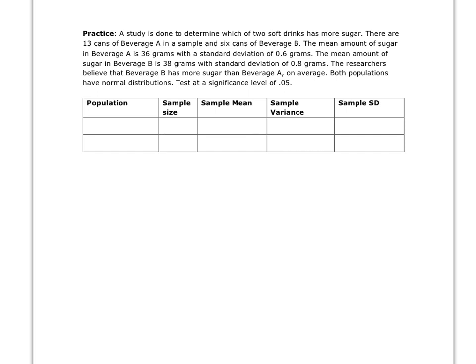So I have a little chart here to help us identify all the pieces that we're going to need. We have two different populations. One population is beverage A, and the other population is beverage B. And there's a sample size from each of those populations. From beverage A, we've got sample size of 13. Sample mean for beverage A is 36. Sample variance is 0.36, which we get by taking the given sample standard deviation and squaring it.